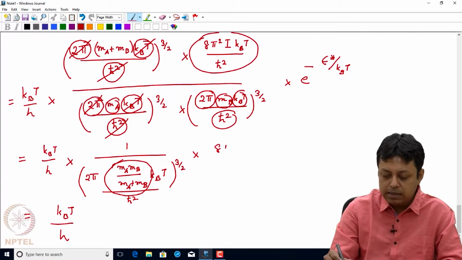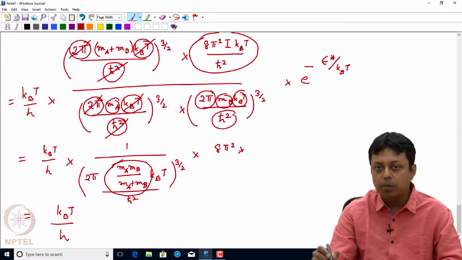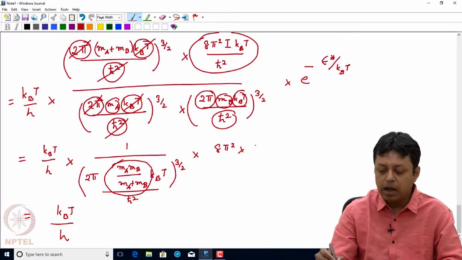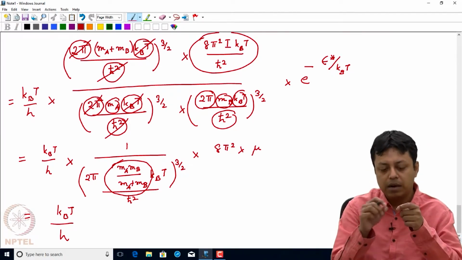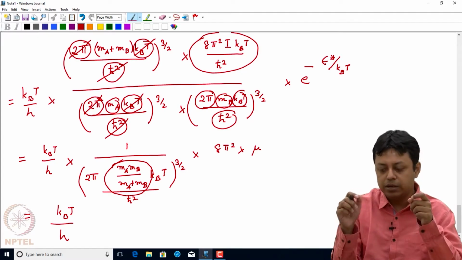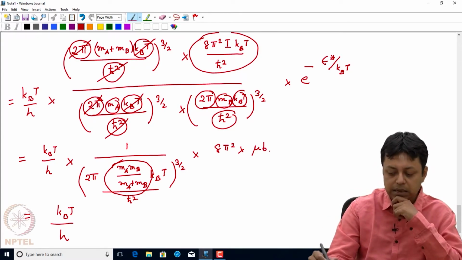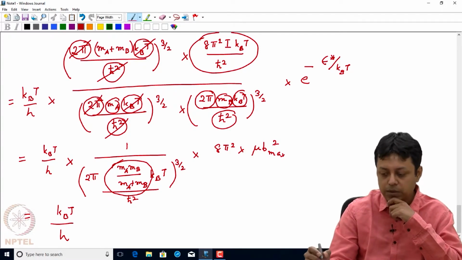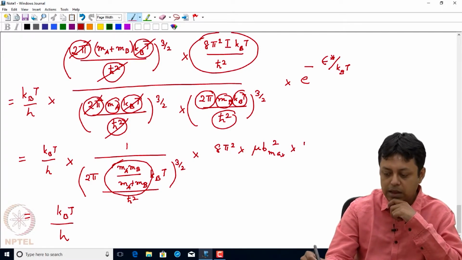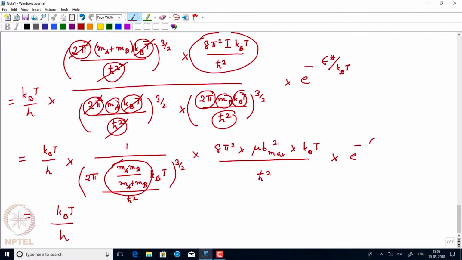So that is 8 pi squared, and then I. What is I? I is the moment of inertia. Now how do you define I? I is basically mu times r squared, where r is the radius of gyration, which for this system is Bmax. So it is mu Bmax squared, times kBT divided by h bar squared, times e to the power minus E star by kBT.